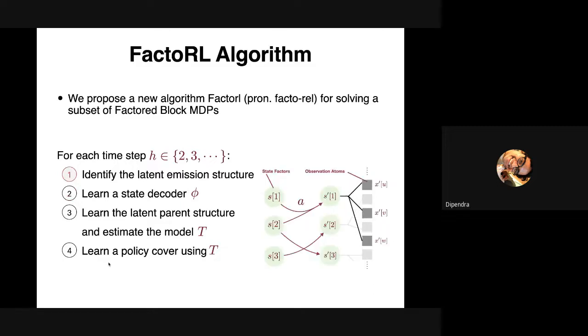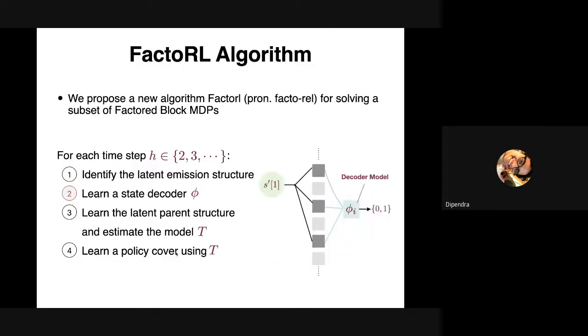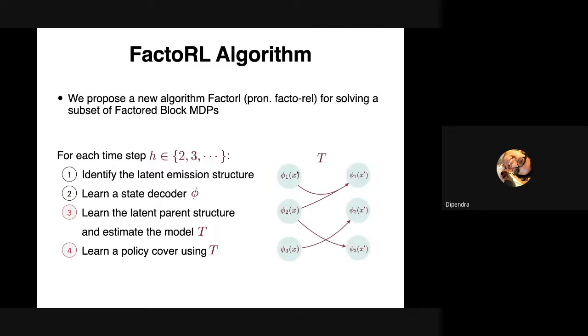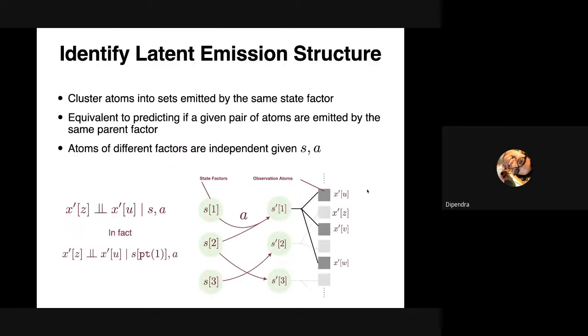So these are the 4 steps. The first one is identifying the latent emission structure. The second is mapping the children atoms using a learned decoder to the value 0, 1. And the last one is that once we have recovered the latent model, we use it for planning. So let's look at the first step.